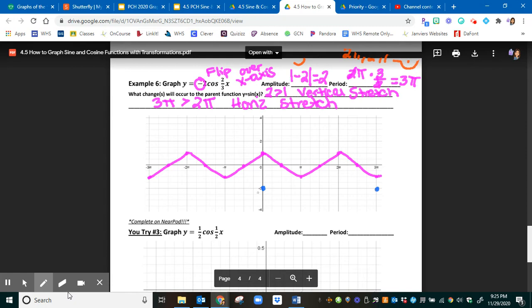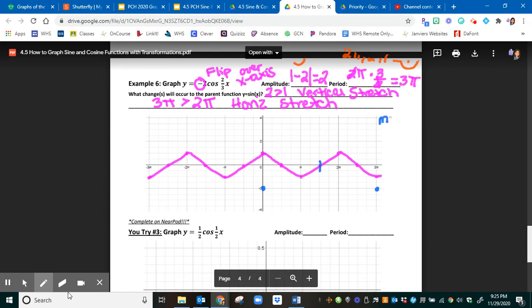Okay, so remember with cosine, the y's have to be the same for the min and the maximum. The next thing we're going to do is cut this in half. So what is halfway between 0 and 3 pi? Halfway between is 3 pi over 2. So between pi and 2 pi, we know that the middle point is right here at 3 pi over 2.